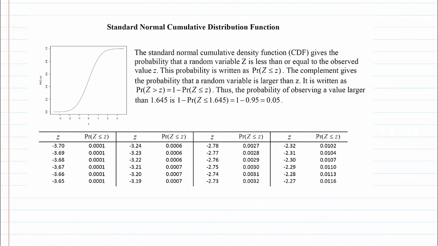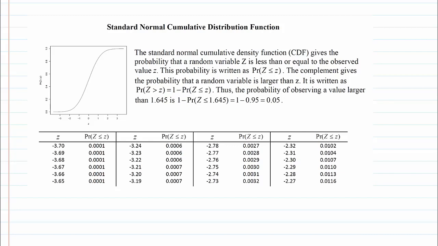In this video, I'm going to introduce a table of values from the standard normal cumulative distribution function and work through some problems with the normal distribution. The standard normal cumulative distribution function is illustrated in the figure on the top left. The x-axis in this figure are values of z, our standard normal deviates, and on the y-axis is the probability of being less than or equal to z.